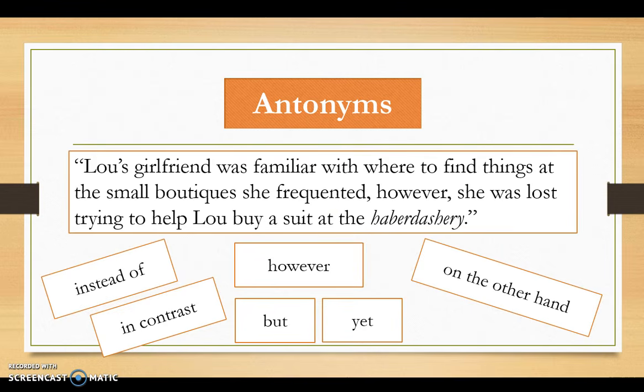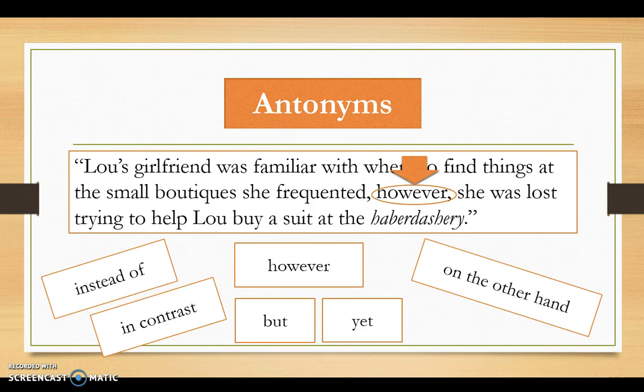Lou's girlfriend was familiar with where to find things at the small boutique she frequented. However, she was lost trying to help Lou buy a suit at the haberdashery. We first look for a signal word which is in the sentence. In this sentence, it's however.